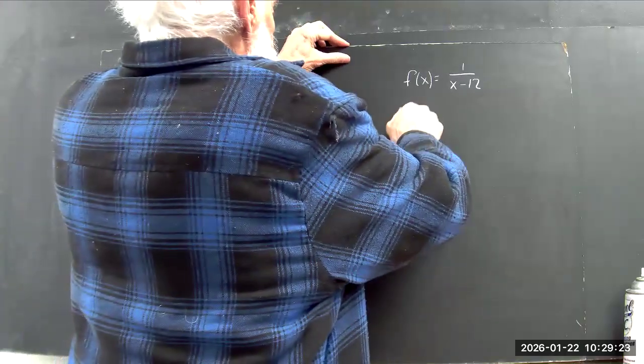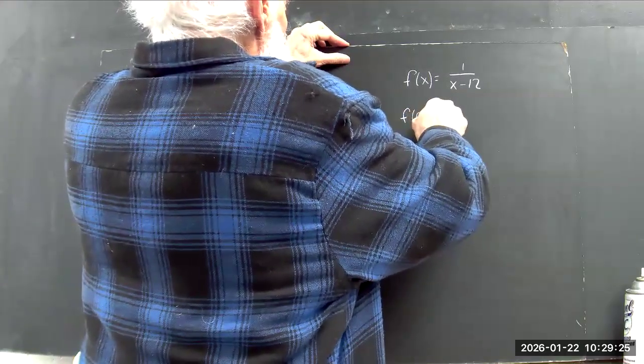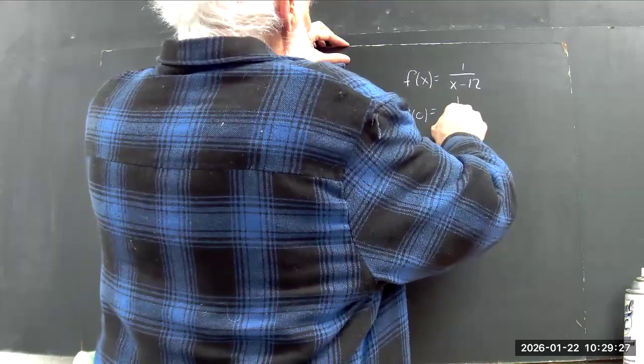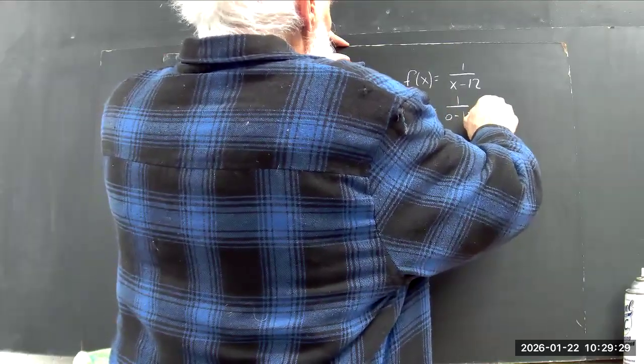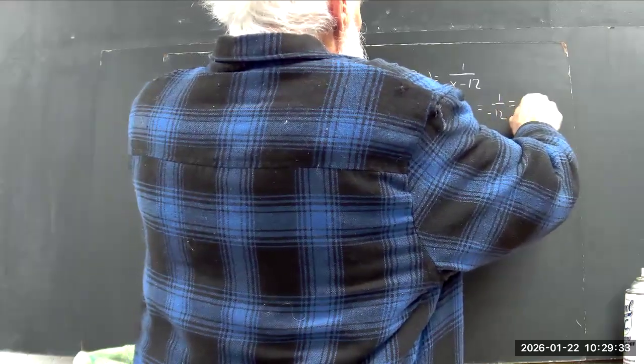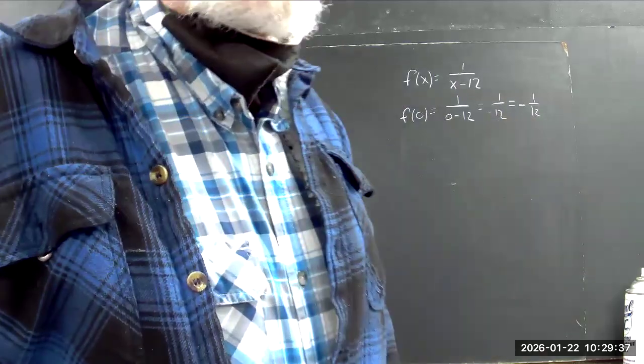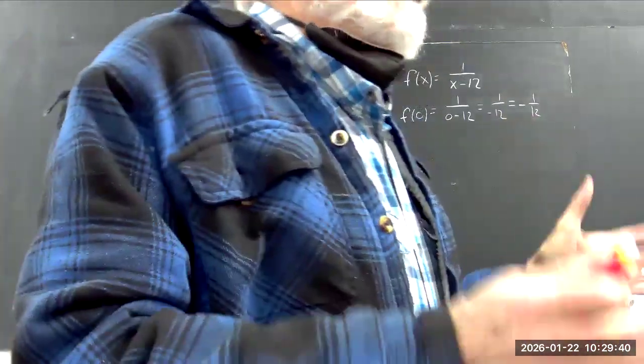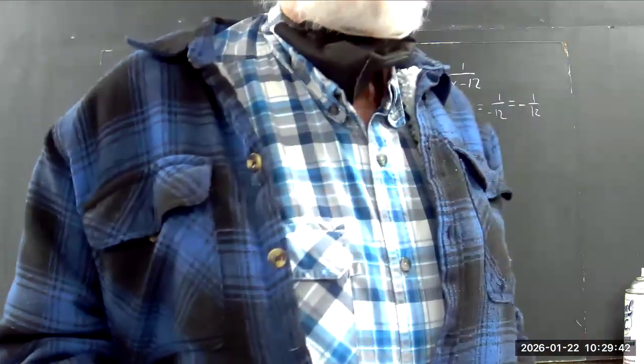Let's try it. F of 0 equals 1 over 0 minus 12, which is 1 over negative 12, which is the same thing as negative 1/12. That works. Negative 1/12 is a perfectly good number. So you're on the right track with 0, but 0 works in this function.